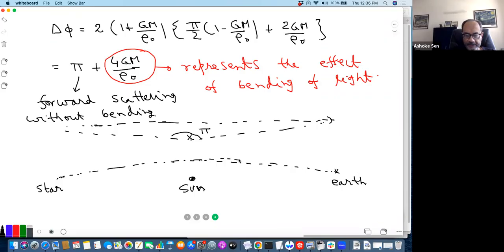And what we see is that if we draw the tangent, this is the apparent direction from which the light will be coming. On the other hand, if the sun was not there, then the light will just come straight, without bending. So this angle is this 4 gm over rho 0. Is this clear?